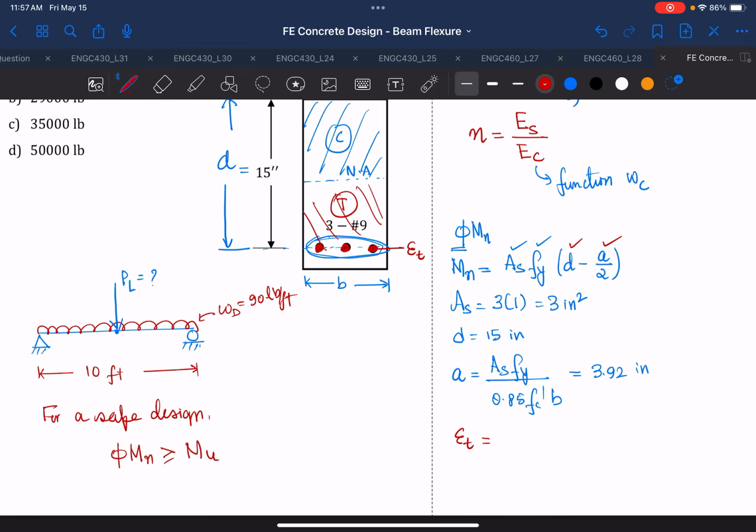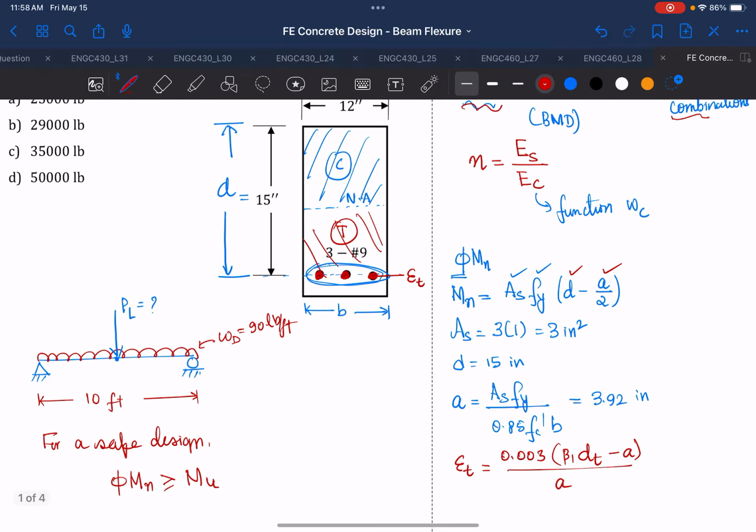Okay, so in this equation, epsilon T is given, again, this is also given in your FE manual. It is 0.03 into beta 1, and then (d minus a) divided by a. And what is d? D is the effective depth of your CG, and what is dt? Dt is your CG effective depth, but for the extreme layer or the bottom layer of your steel. But in this case, we have only one layer, so we say that this CG of the bottom is also dt.